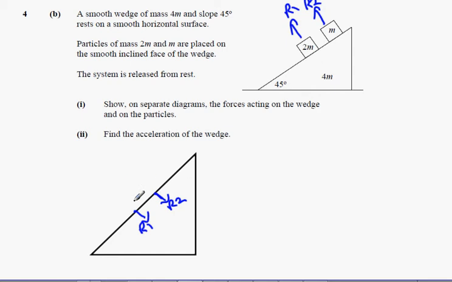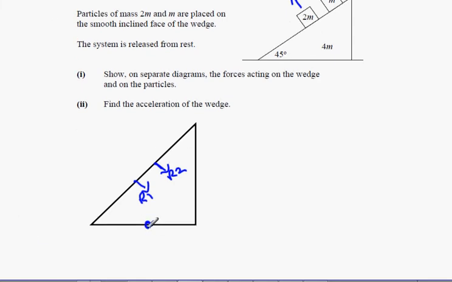Okay, R1 and R2. Then it's going to feel its own weight going down as 4mg, and then it has a reaction force going up of R3 from the ground, and we'll also call the acceleration of the wedge F.